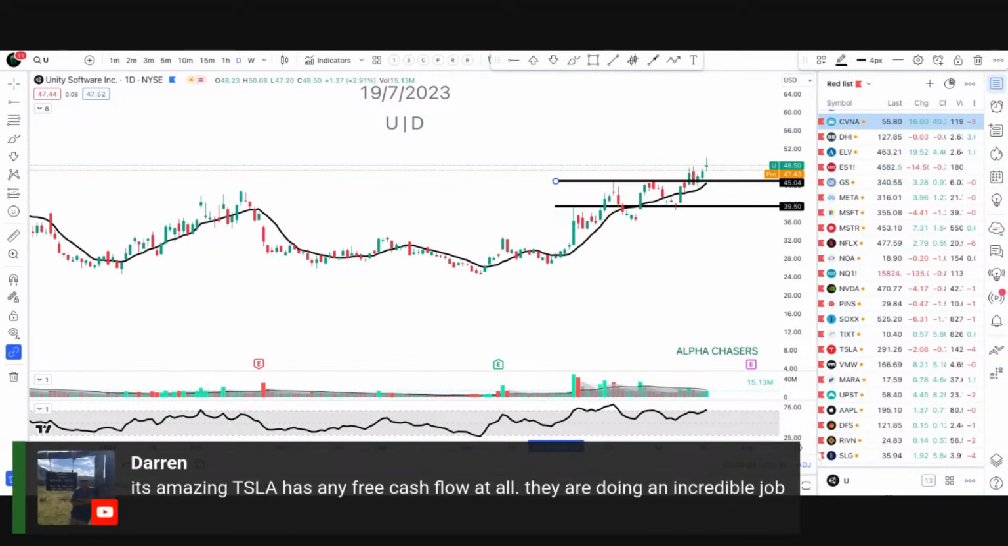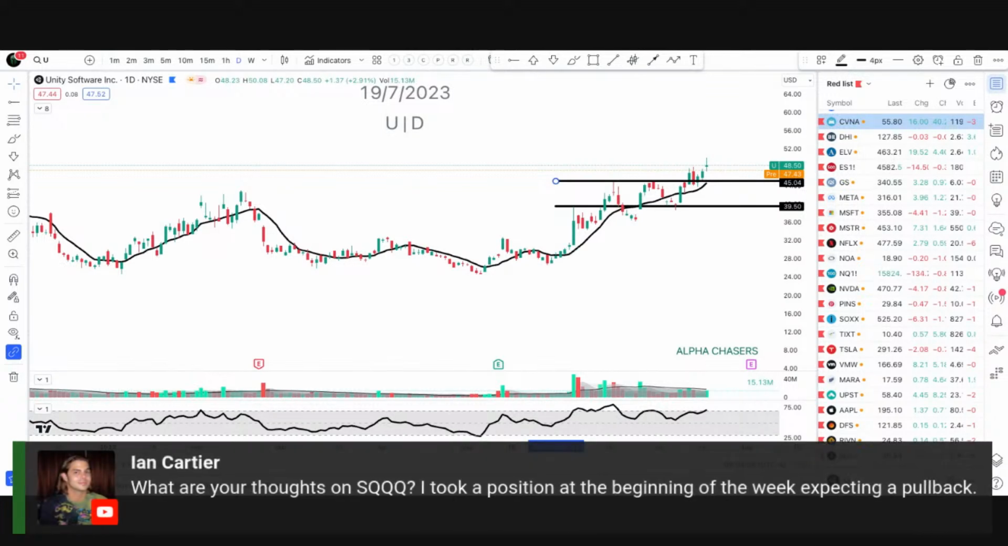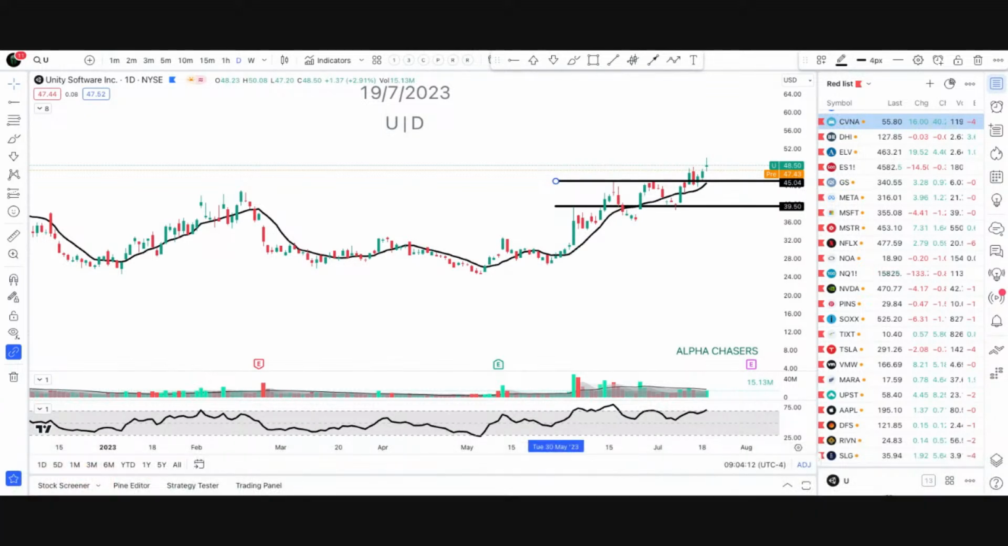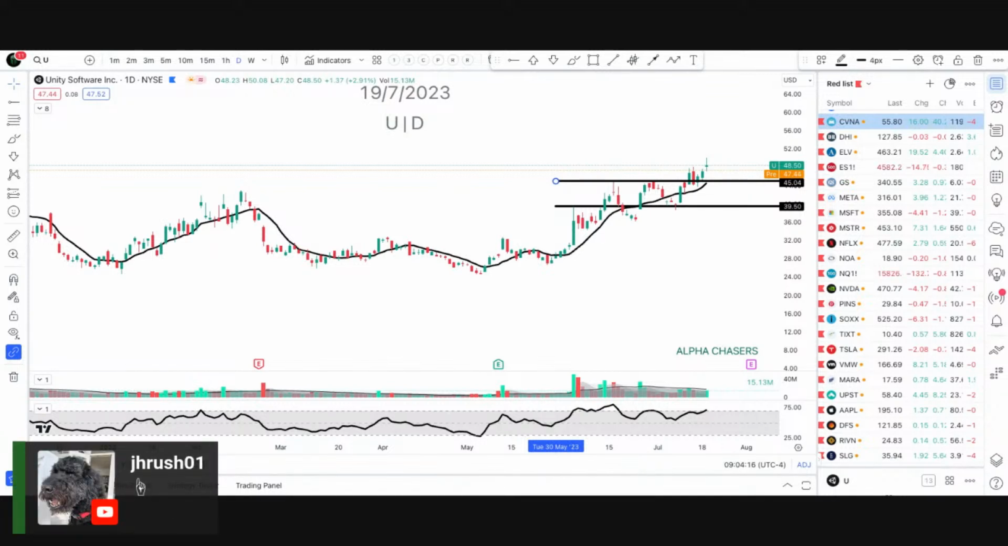Yeah, it is kind of impressive that they have any cash flow. It was cut in half, but it is impressive, dude. The way that they're building out is insane. I think we pull back, but I don't know that I'd be playing that.